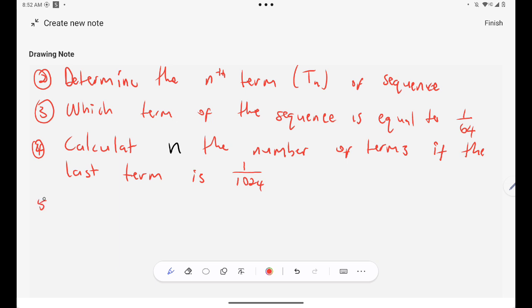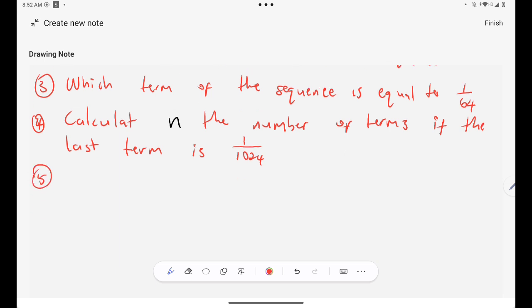And then number 5, calculate the sum of the first n terms.